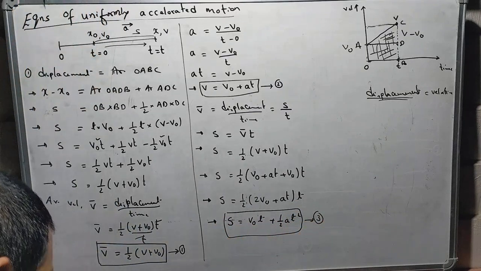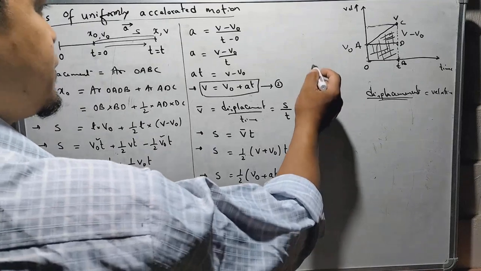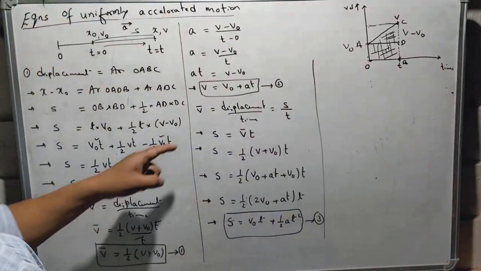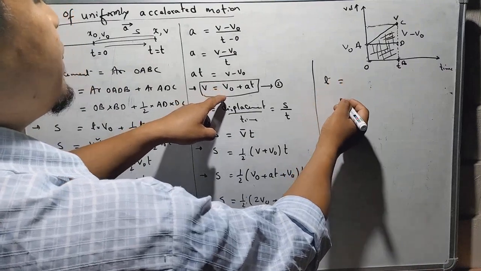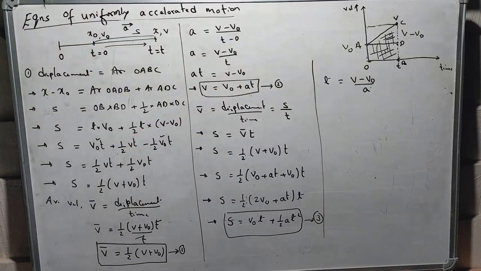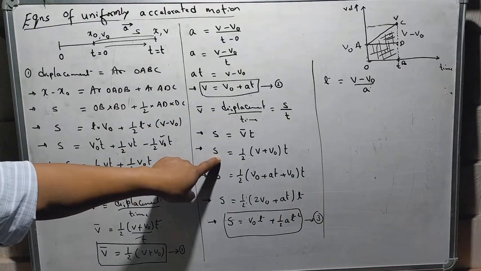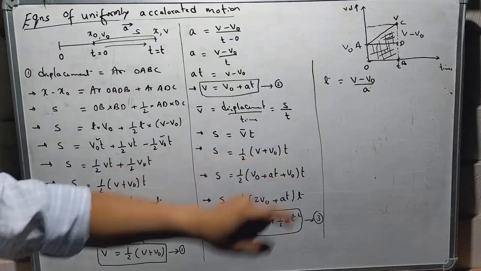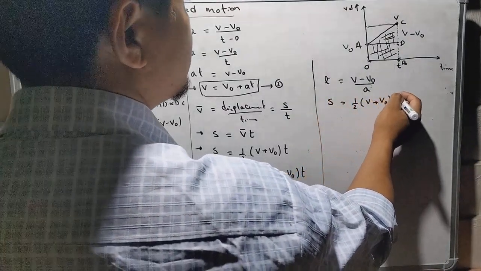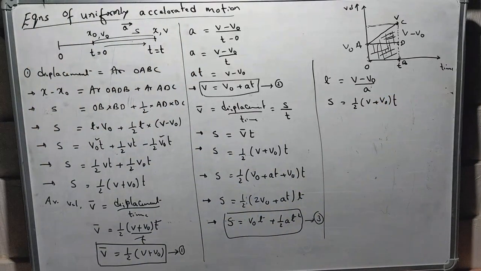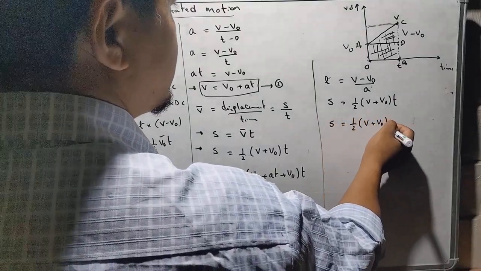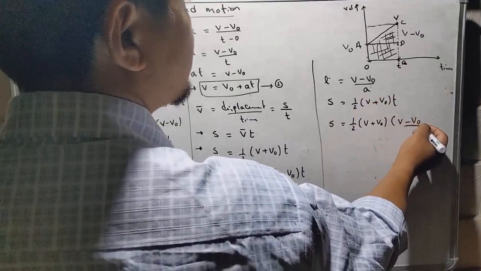Alright, and the last equation of motion can be obtained in this way. We know from equation number 2, if you find out T, you'll get V minus V naught upon A. Also, the displacement S is equals to half (V plus V naught) into T. So with these two pieces of information, I can say S is equals to half (V plus V naught). Now instead of T, I'll write (V minus V naught) upon A.